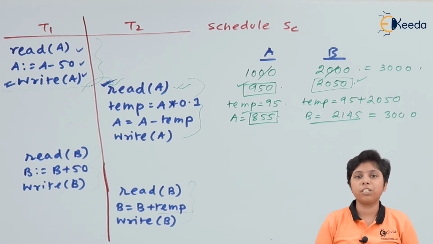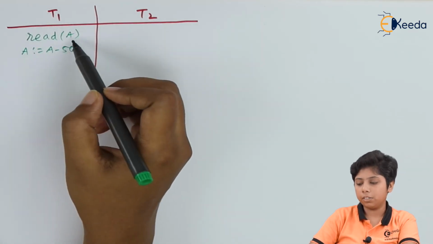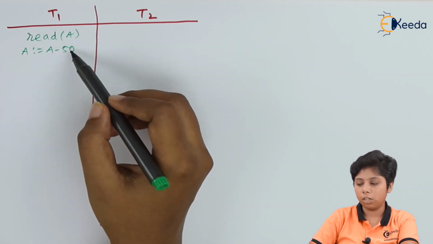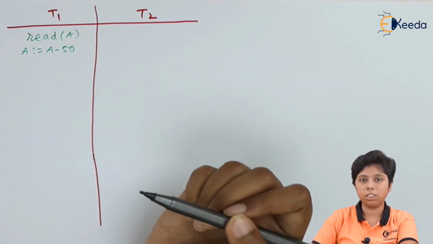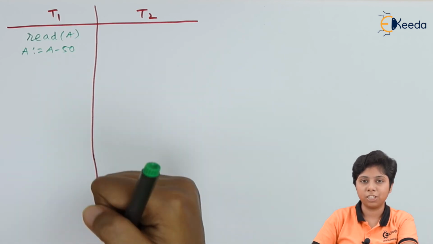The next one we will consider is to see if it reaches a concurrent execution with a non-consistent schedule. Now see what we have: read A and A equals A minus 50 for T1, and from here we go to T2. We will discuss the discrepancy later. First, let us build the schedule.